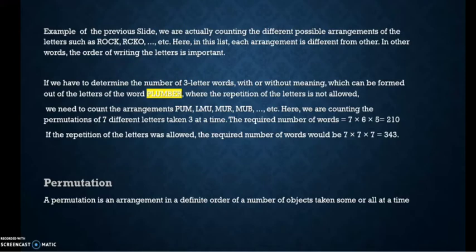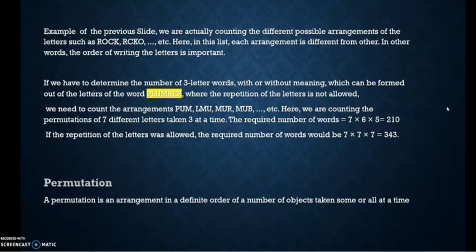A permutation is an arrangement in a definite order of a number of objects taken all or some at a time. Okay, what does it mean? You have an arrangement of letters, or an arrangement of any kind of thing, in a definite order, wherein you take all the available objects, or you take some objects from the available objects.